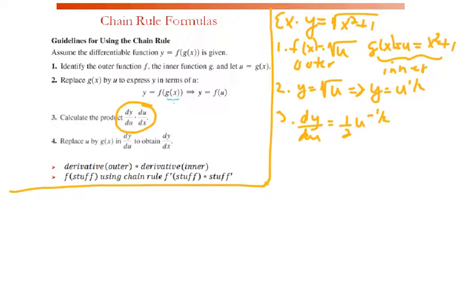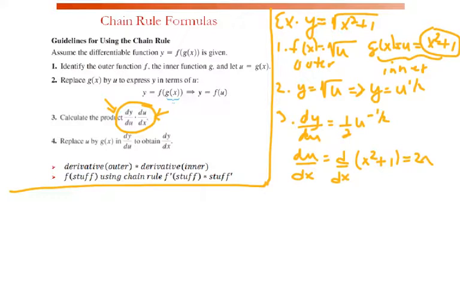And then we're going to look at the derivative of u with respect to x. So you're going to compute each of these pieces. This is the one we just computed, now we're after this one. So what is du/dx? Well, du/dx, we have to take the derivative of x squared plus 1, which is simply 2x.